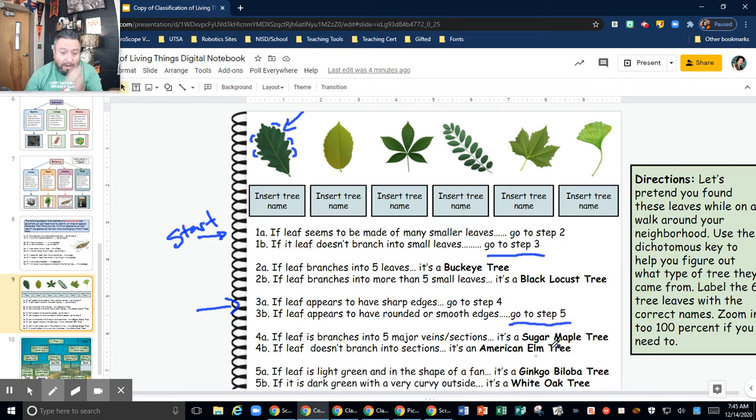Let me hide that out of the way. Okay. So I skipped 4. Now I go to 5. Okay? If the leaf is light green and in the shape of a fan, it's a ginkgo.